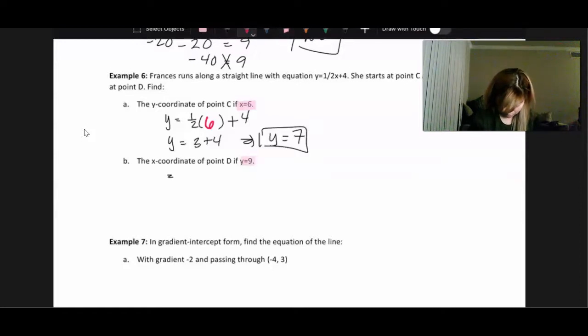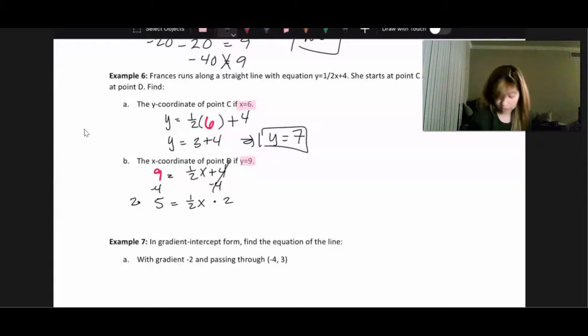So they tell me y equals 9. So 9 equals 1/2 x plus 4. I need to find x. So remember, backwards from this, we're undoing things. So subtract 4 from both sides. 5 equals 1/2 x. Multiply by 2 on both sides, since 1/2 is just divided by 2. Or 1/2 times 2 is 1, which cancels out. And then 5 times 2 is 10. And you're done. X equals 10. So those are relatively straightforward.